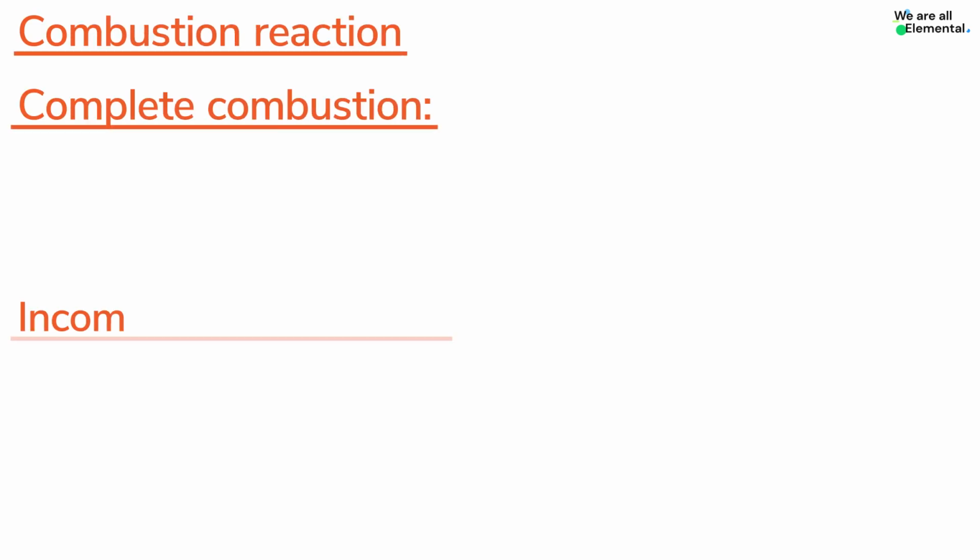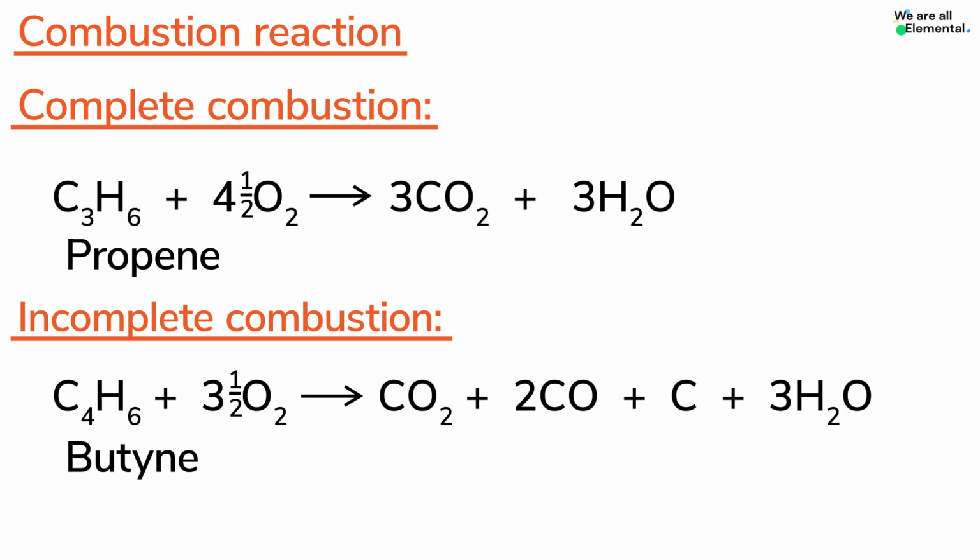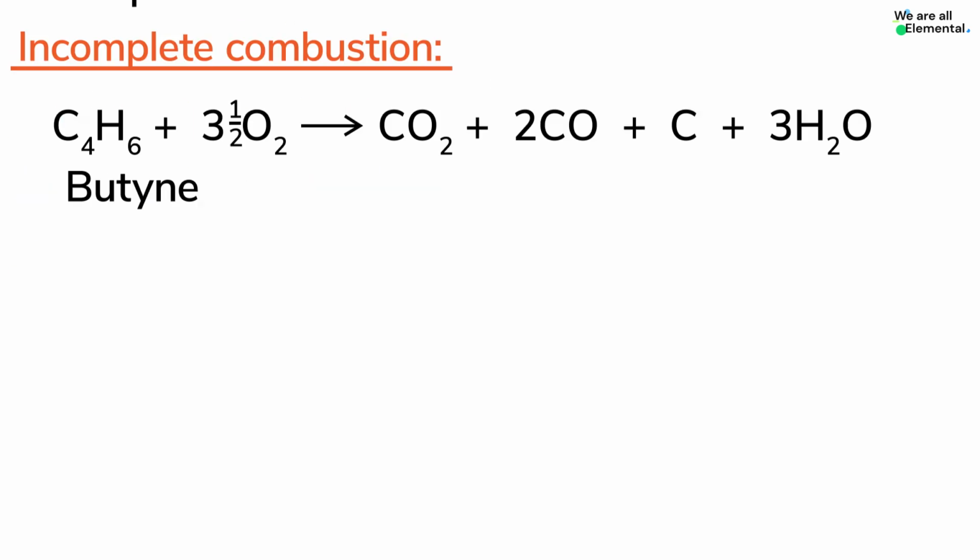The products of combustion reaction, complete or incomplete, are similar to combustion of alkanes. So here are 2 examples. Propene undergoes complete combustion to form carbon dioxide and water, while butane reacts with oxygen to form carbon monoxide, carbon dioxide, unburnt carbon, and water.